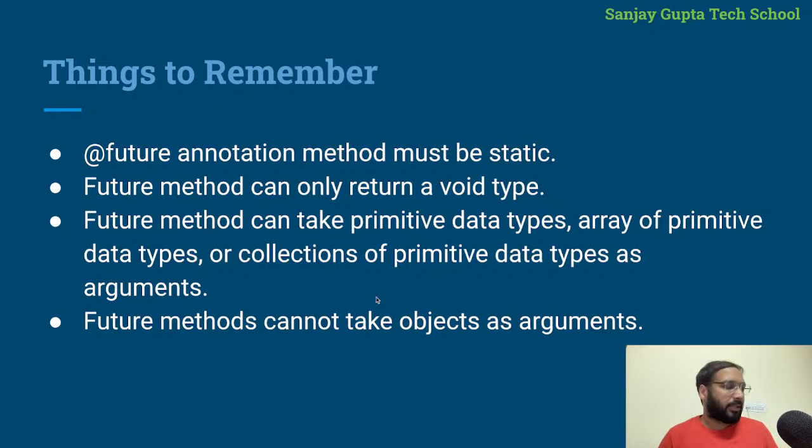Then these are some important things that you need to remember. Use the @future annotation, and the method must be static. Future methods can only return void type, so the return type will always be void. Then future methods can take primitive data types, arrays of primitive data types, or collections of primitive data types as arguments. So only primitives and their collections. Future methods cannot take objects as arguments. This is the limitation, and we will be resolving it with the help of Queueable Apex.